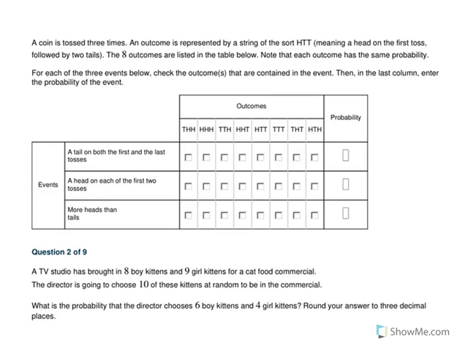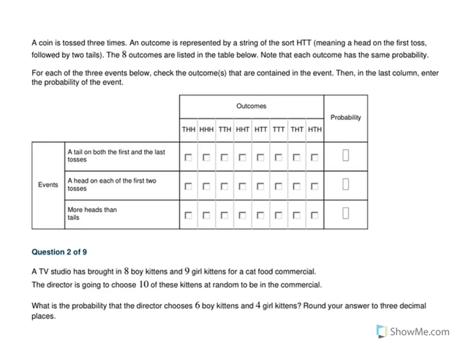Okay, so here we have an example. A coin is tossed 3 times. An outcome is represented by a string of the sort heads, tails, tails. The 8 outcomes are listed in the table. Note that each outcome has the same probability.